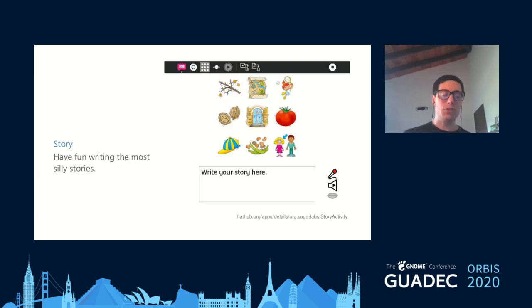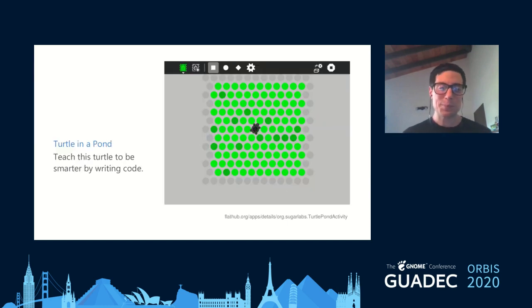Another one, it's called Story. This is about presenting kids with a random sequence of random images. So they have to write a story that connects all these images. It's funny because a lot of silly stories emerge from the process, and it's really nice.